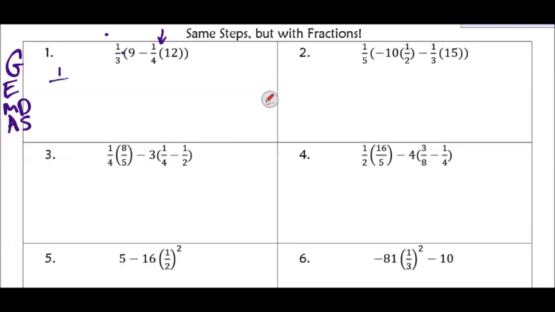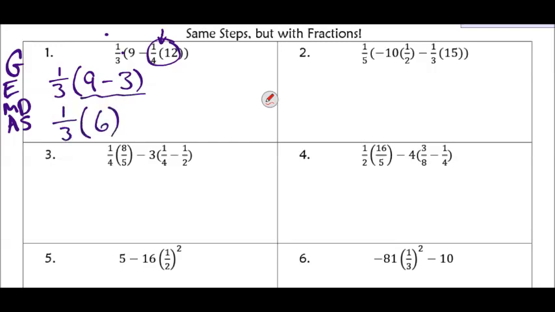So we have 1/3, still outside the parentheses, 9 minus whatever we get from that multiplication. That's really just 3. That changes to 3. 9 minus 3, we're going to keep working inside the parentheses. 9 minus 3 is 6.